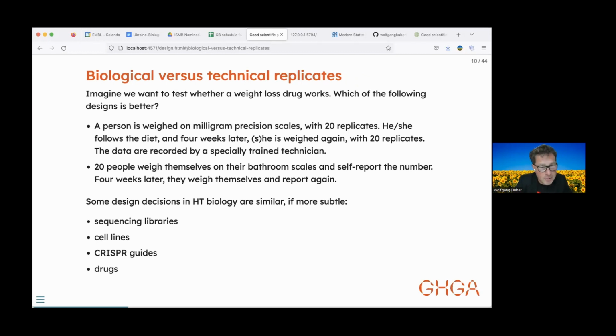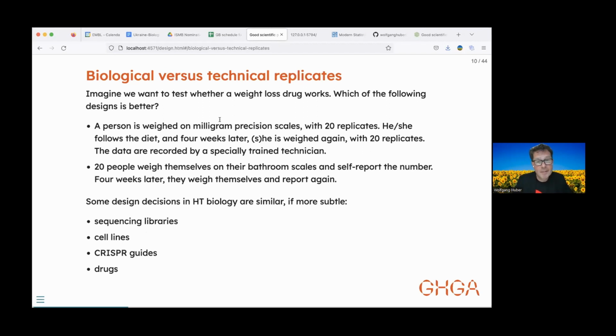So we have one person that's weighed on a really precise set of scales with 20 replicates. Then he or she follows a diet, and afterwards is weighed again on the same really high precision scale with 20 replicates, and the data are recorded by a specially trained technician. Or in another experimental design, we just have 20 people weigh themselves on bathroom scales and self-report. Which of these designs is a better one?